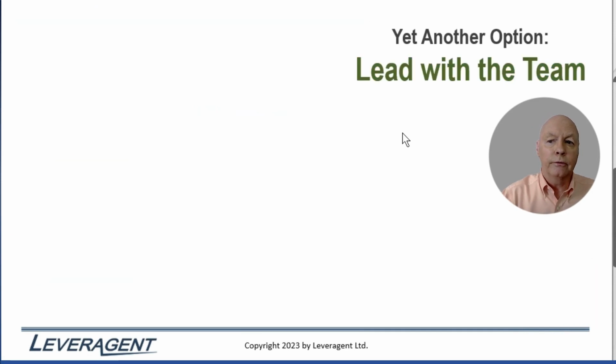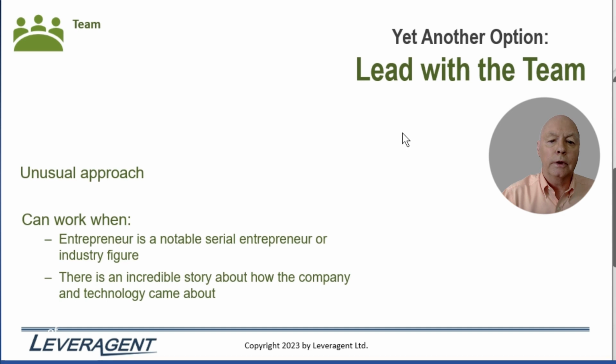Another one to consider is to lead with the team. Now, this one is a little bit unusual, and it can work in a couple of cases. It doesn't work in all cases, and I've had people say, well, I'm just going to lead with the team because that's what I've heard that VCs like the most. Do not do that, because VCs don't care about your background until they know that it matters. Now, it does matter if you have been a notable serial entrepreneur or an industry figure, and your background gives you what's called imprimatur to start.